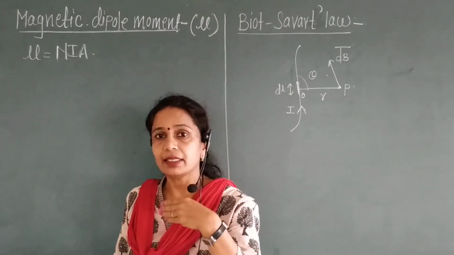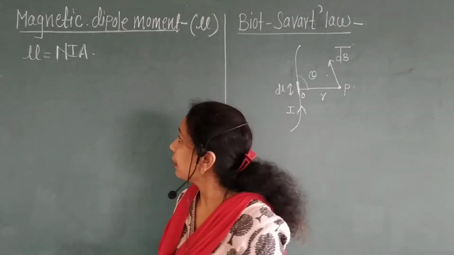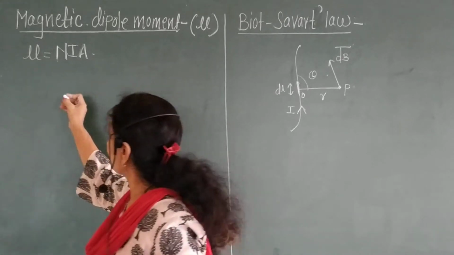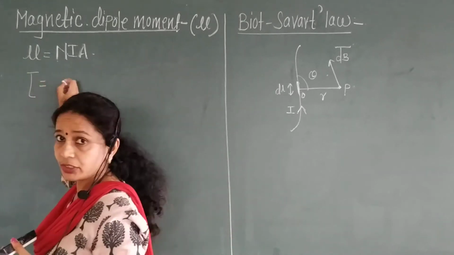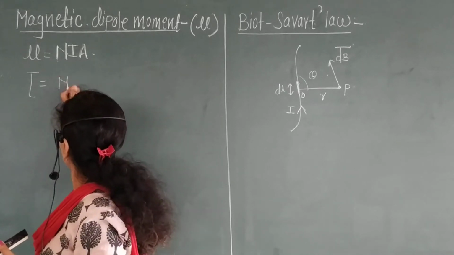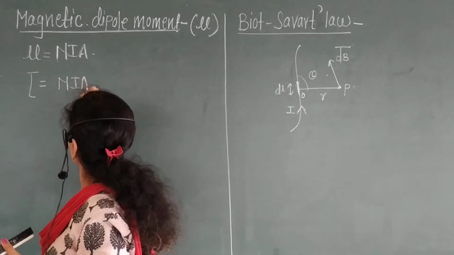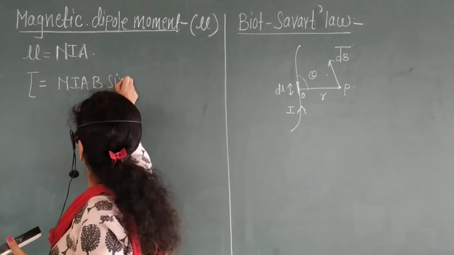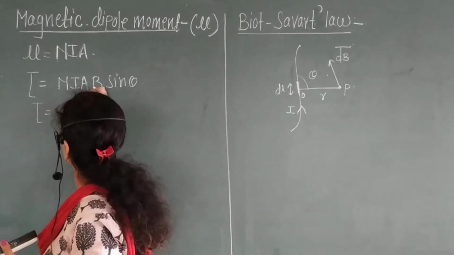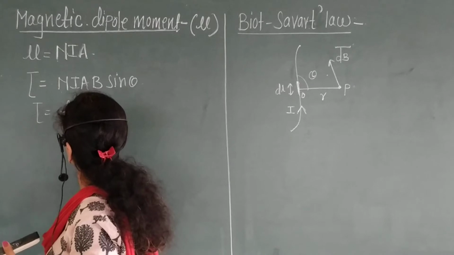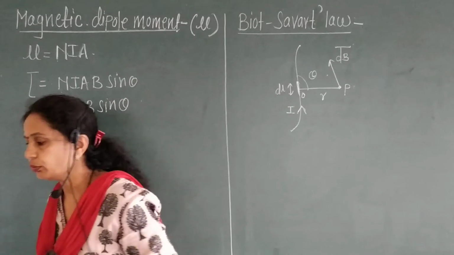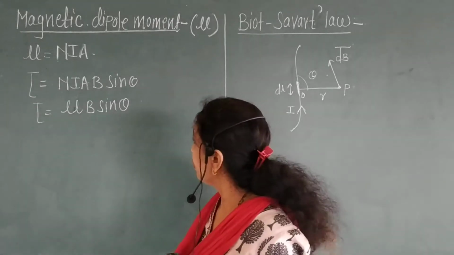We have seen the equivalence in the previous standard. Therefore, mu is equal to N into I into A. Just now we saw the equation for torque. What is the torque? Tau is equal to N I A B into sine of theta. Just now we proved it. Therefore, torque tau is equal to N I A, which is mu, into B sine of theta. Torque tau is equal to mu B sine theta.